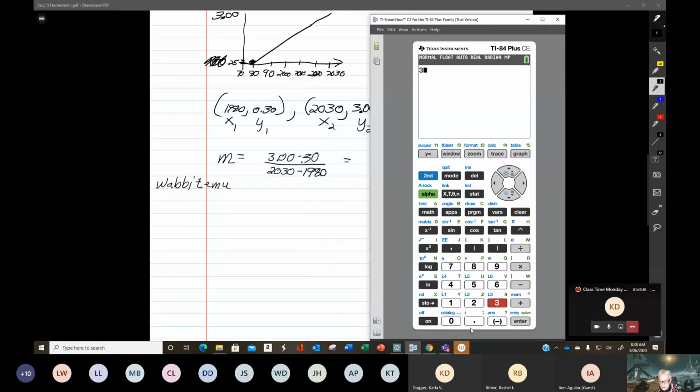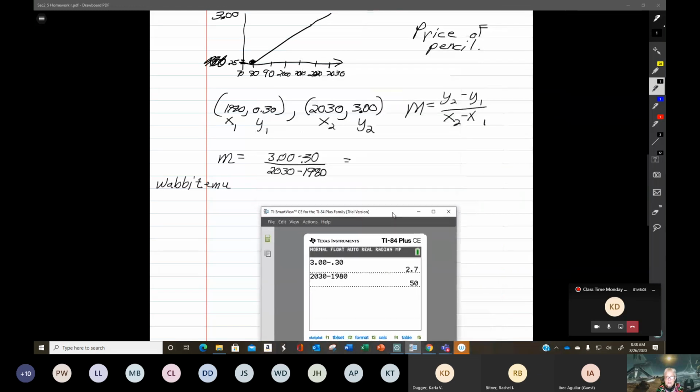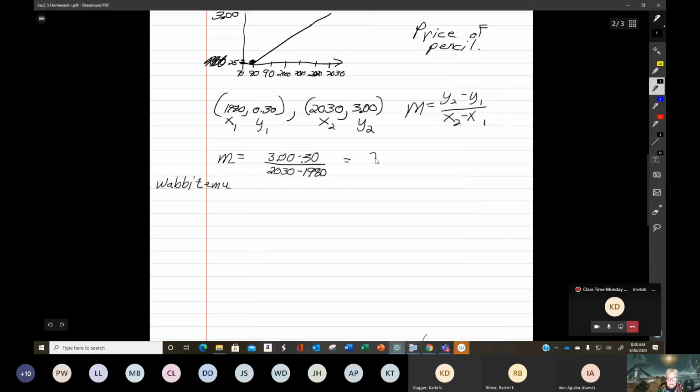$3 minus 30 cents, so 3.00 minus 0.30 equals, enter. That'll be 2.7, and 2030 minus 1980 is 50. So I am going to move this for a minute. I am going to write 2.7 over 50. And then I'm going to call back the calculator.